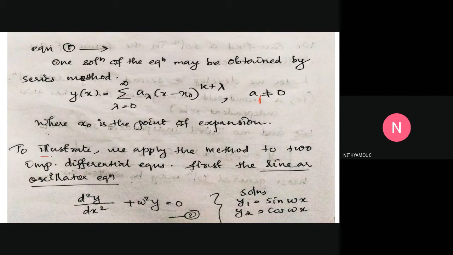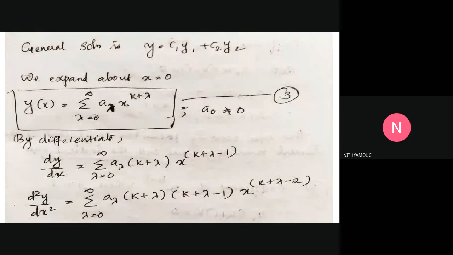To illustrate, we apply the method to an important differential equation, the familiar linear oscillator equation: d square y by dx square plus omega square y is equal to 0. We know the solutions, y1 is equal to sin omega t and y2 is equal to cos omega t, and the general solution is y is equal to c1 y1 plus c2 y2. So we expand about x equal to 0.